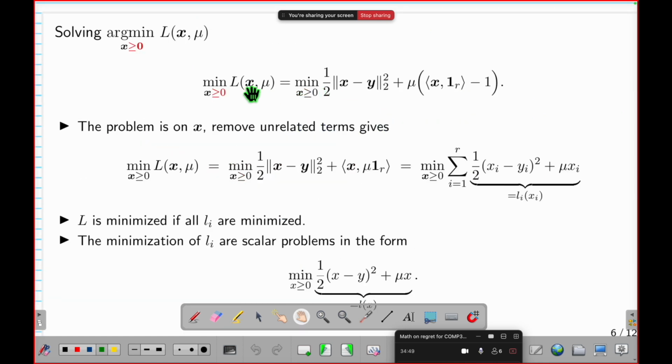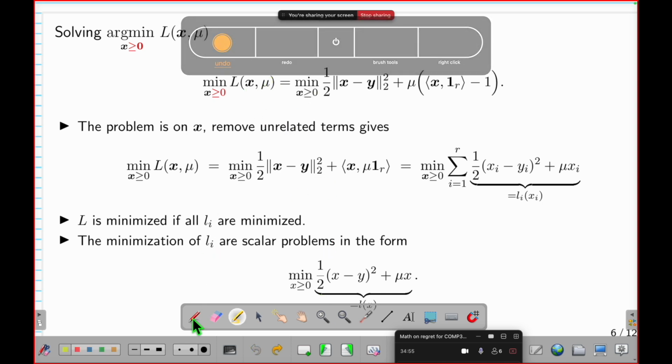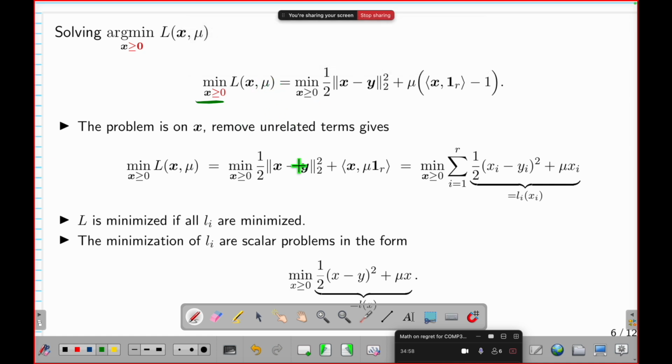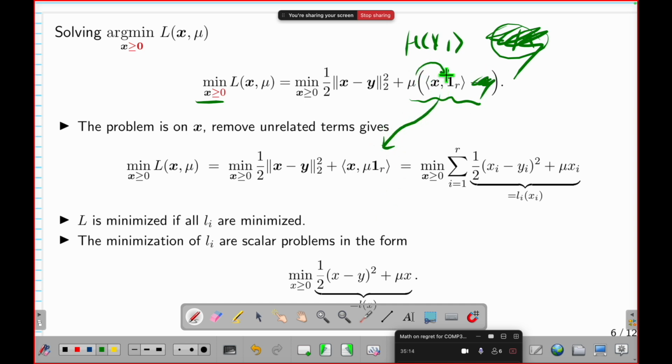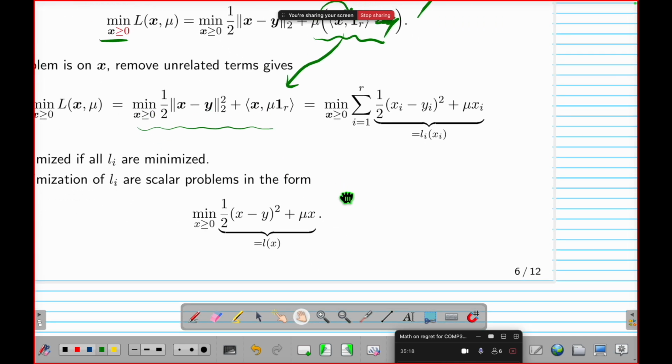So how do I solve it? Well, first, everything on mu is not important because I'm now talking about x, so mu is constant. So this thing, what's that? This is mu times the inner product of x with 1, minus mu, right? Well, mu has nothing to do with x, so I don't care. This one I don't care. So I get this one. And I can put the mu inside. So I get this. Then now I have this.